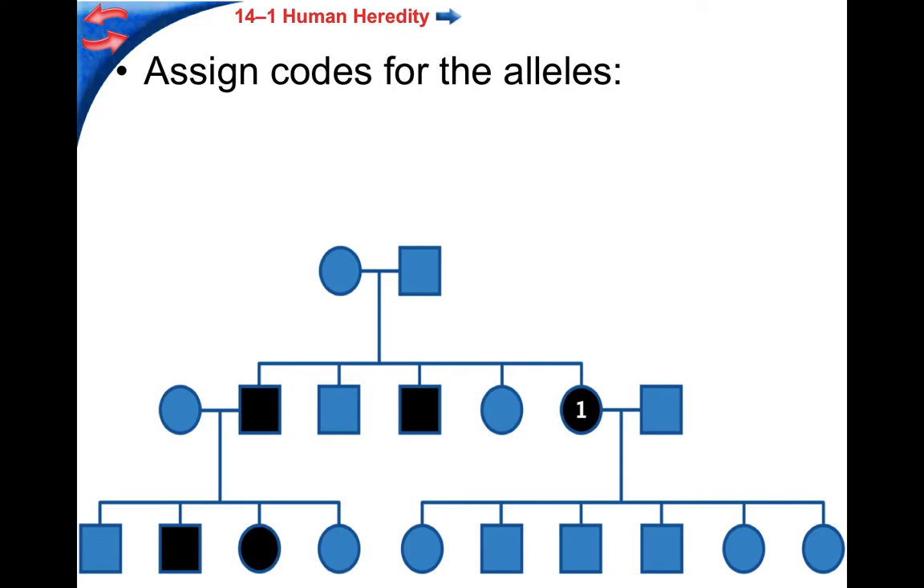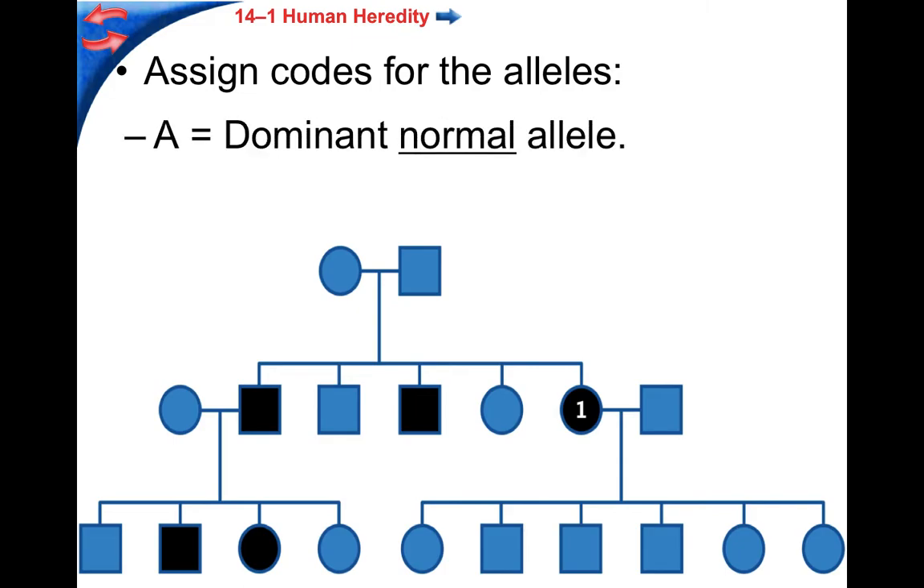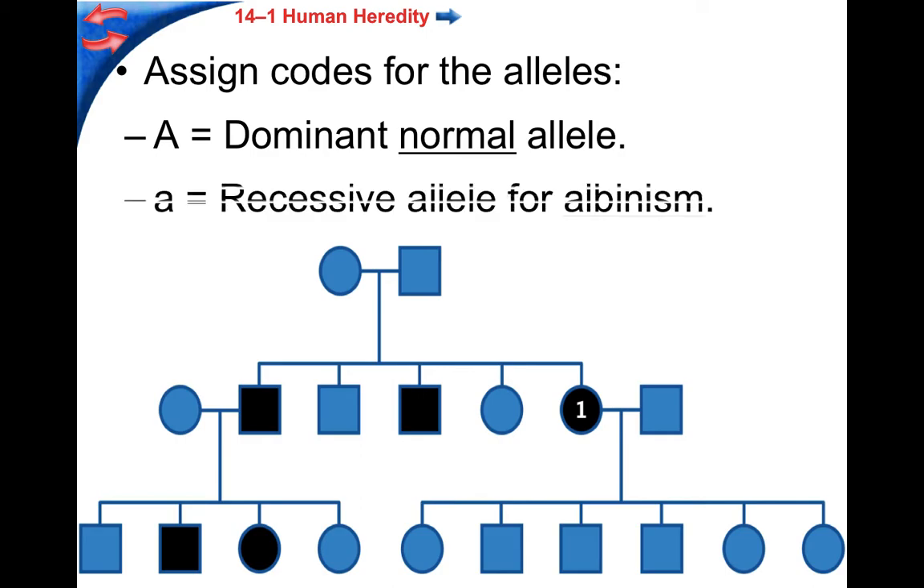Okay, so let's start with making a little code. We are going to use A's as examples for albinism. A capital A is going to be a normal allele. By normal, I mean your normal skin pigmentation. If you have a capital A, you are not an albino. Okay, lowercase a is the recessive allele for albinism. The only way you can be an albino is if you have 2 lowercase a's.